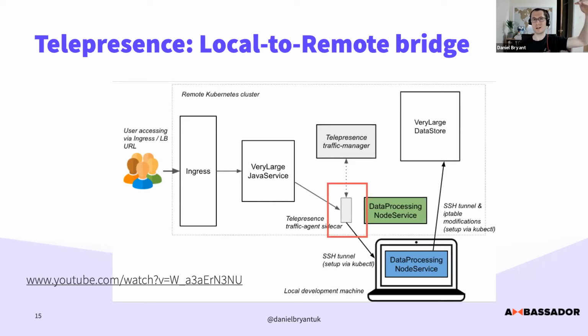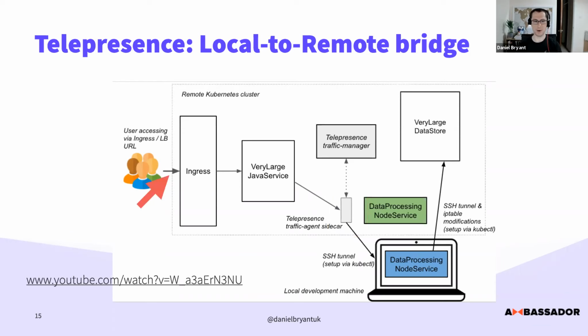And then when the very large Java service calls out to the data processing node service, that traffic will be rerouted, intercepted to my local machine. I can fire up IntelliJ, play around with it, debug it, call out to other stuff in the cluster and send the response back. So we'll be going via the remote ingress. Somewhere along the line, it'll be rerouting to our local machine. We'll play around with it and we'll send it back and we'll see the results of calling that remote service. Again, this will be a bit clearer with the demo, hopefully.